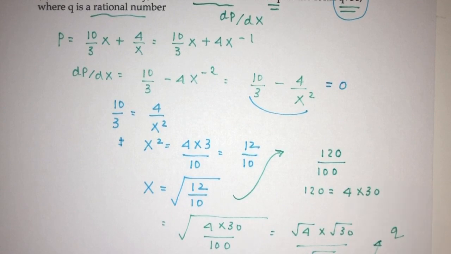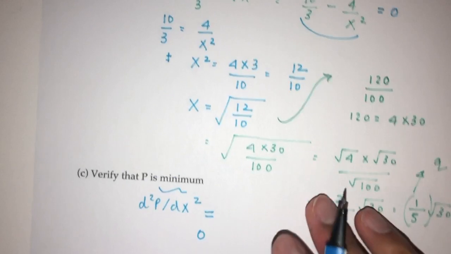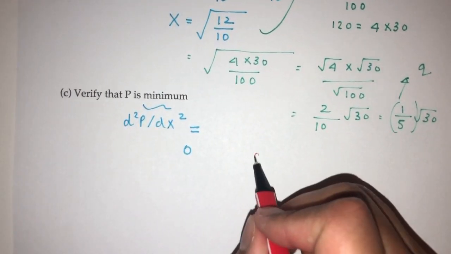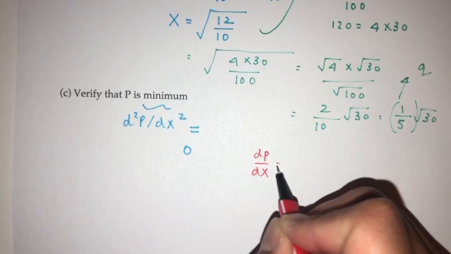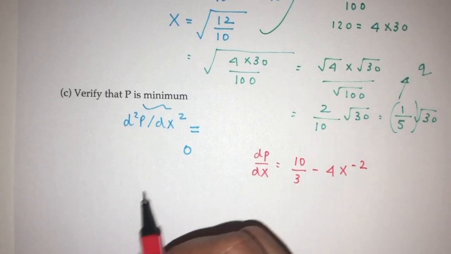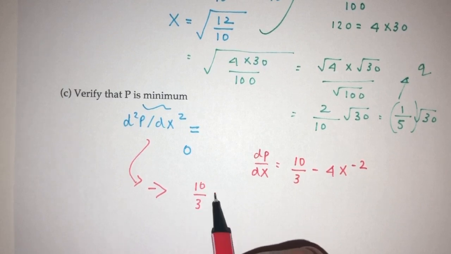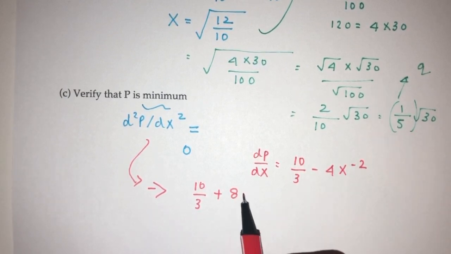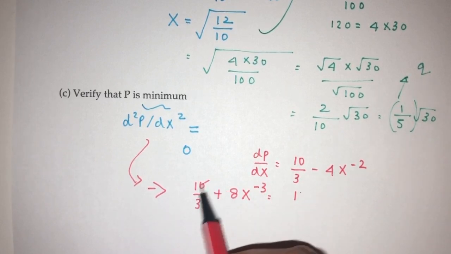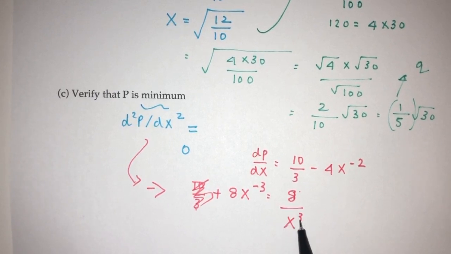So the first term will become 0. Let me write this down so we can have a look together. From part 1 we realized that dP by dx was found to be 10 over 3 minus 4x to the power of minus 2. So from this we can find that the second derivative will give you 10 over 3, sorry, this will go away, and you will have 8x to the power of minus 3, which is 8 over x cubed.